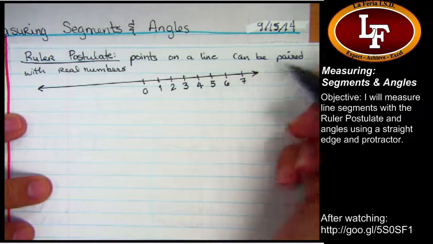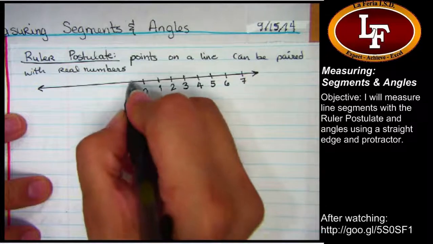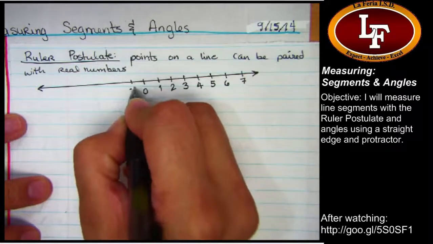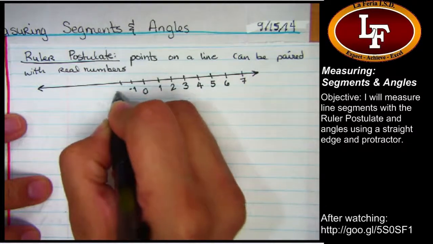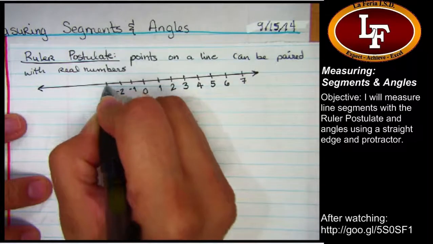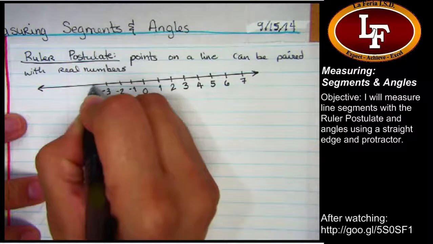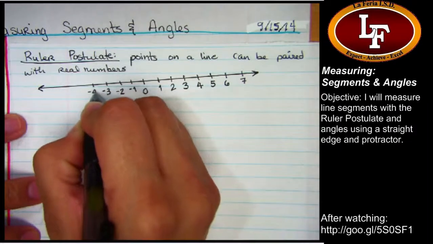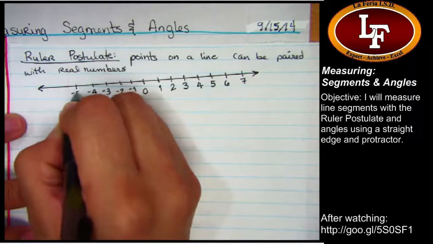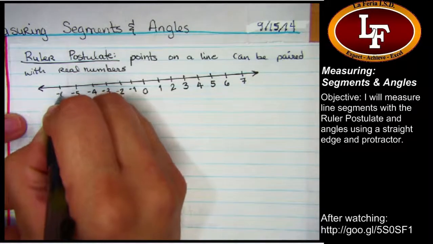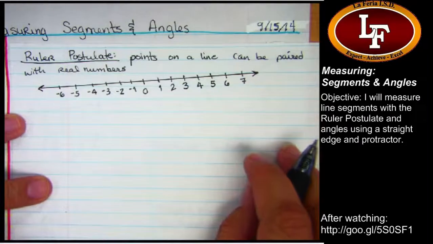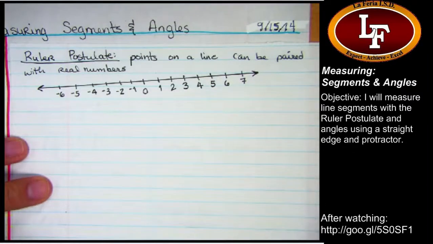And now I'm going to go to the left of the 0, and I'm going to do some negative numbers. It's okay. We still like you, despite your negativity. Okay, so we've got some negative numbers, and we have some positive numbers. Those are all real numbers.